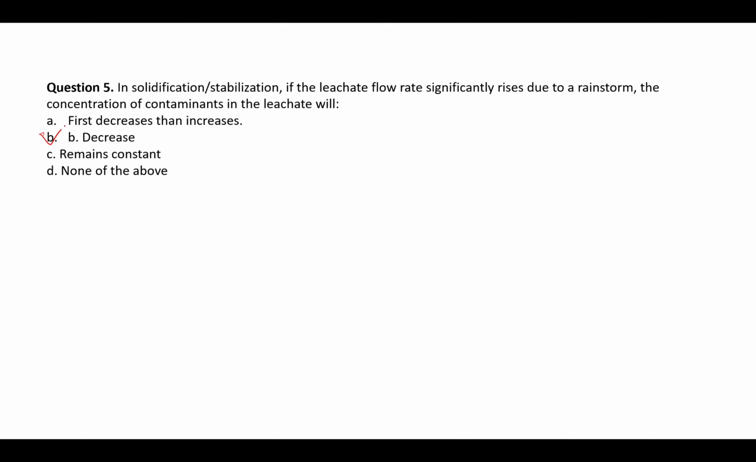So if the flow will be less, then the contact time between the pollutant and the water will be high, and the concentration of the pollutant will be high in the water. But if the flow will be very high because of the rain, then the contact time will decrease, and that's why the concentration of the contaminant in the water will decrease. So B is the correct answer.